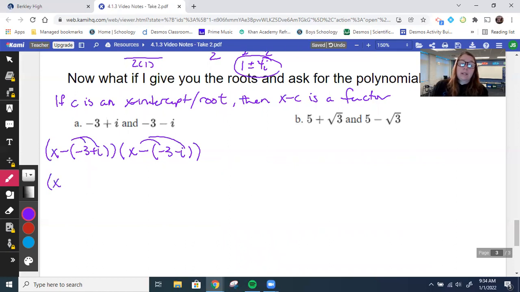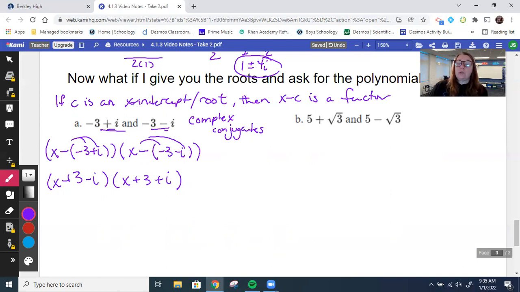All right, so this would become x plus 3 minus i, and then this would be x plus 3 plus i. Okay, notice that the real parts are the same and the imaginary parts are opposites. Those are called complex conjugates. And if one imaginary number is a root, that means that its complex conjugate is also a root, because when you square them, you get the same thing either way. Okay, so these are complex conjugates.